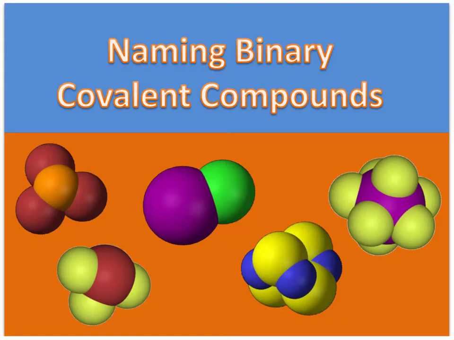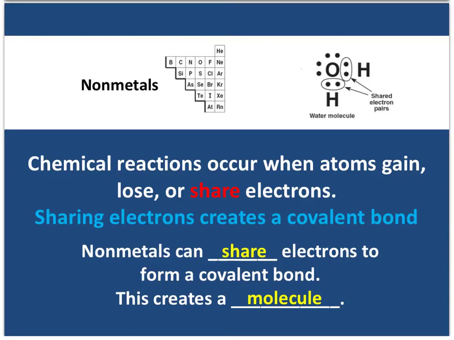So in this lesson we're going to be looking at naming binary covalent compounds. We've already looked at naming ionic compounds. So we've looked at what happens when electrons are lost or gained, so when electrons are transferred. Today we're going to look at what happens when electrons are shared.